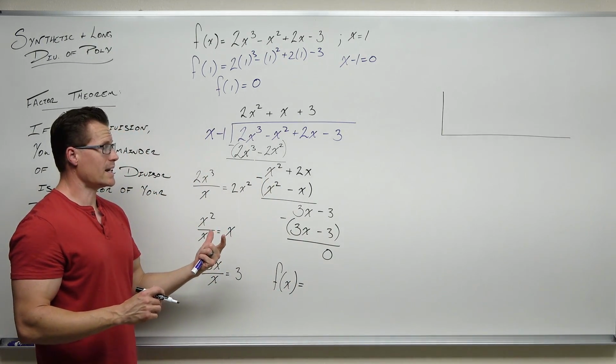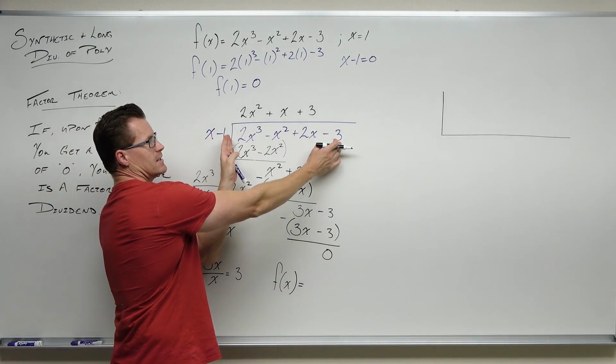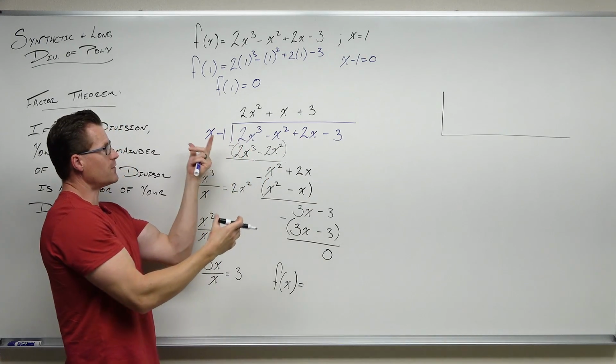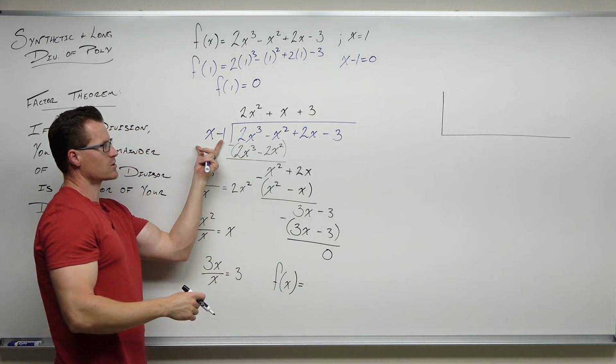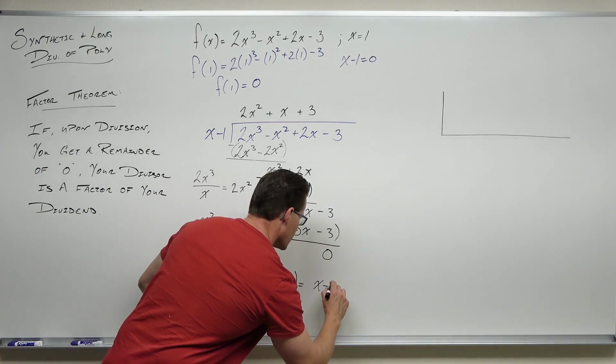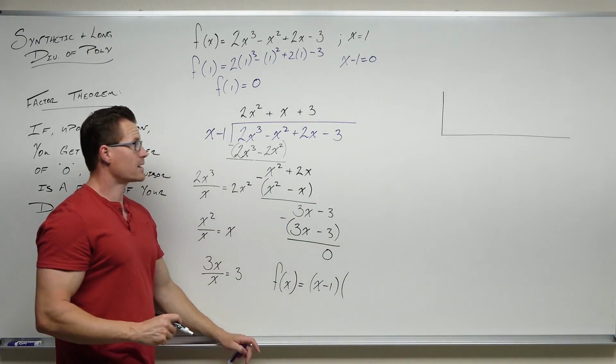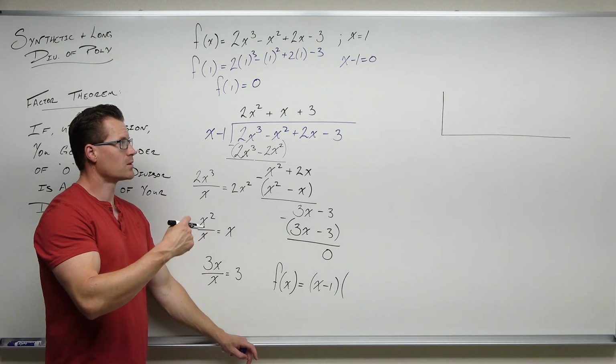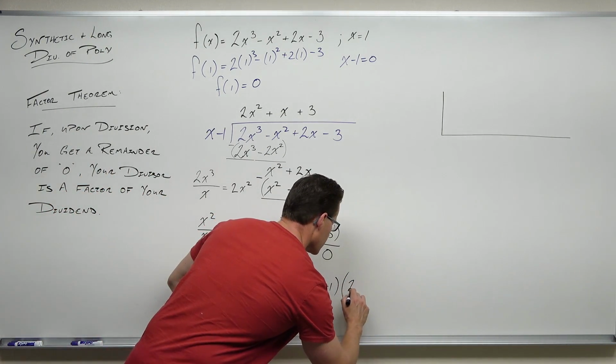And we know for sure right now that this dividend is now a product of a factor. We know it's a factor. It has a remainder of 0. And the quotient. So we could write it as x minus 1, 2x squared plus x plus 3.